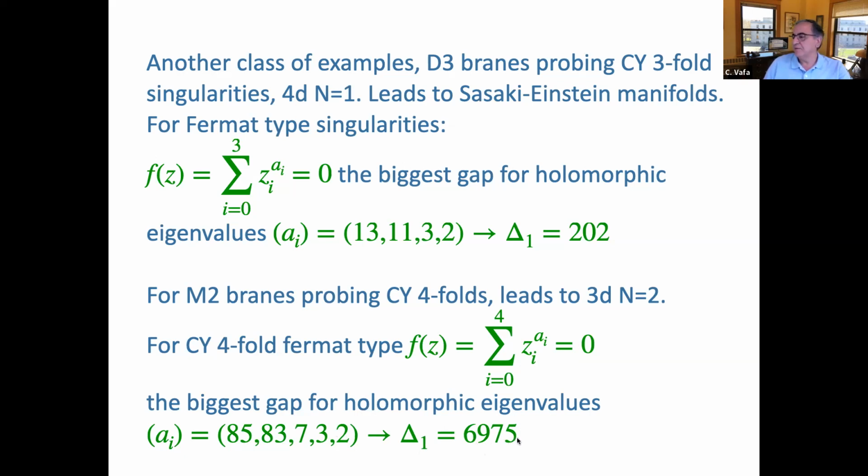And this gives you the first holomorphic eigenvalue corresponding to 6,975. Now, this is getting big, but the main thing I want to emphasize is that, first of all, this is an upper bound for the gap. There could be lower ones. And secondly, it cannot do any better no matter what A you choose. So this is the upper bound in terms of what you can possibly achieve with the Fermat type Calabi-Yau.